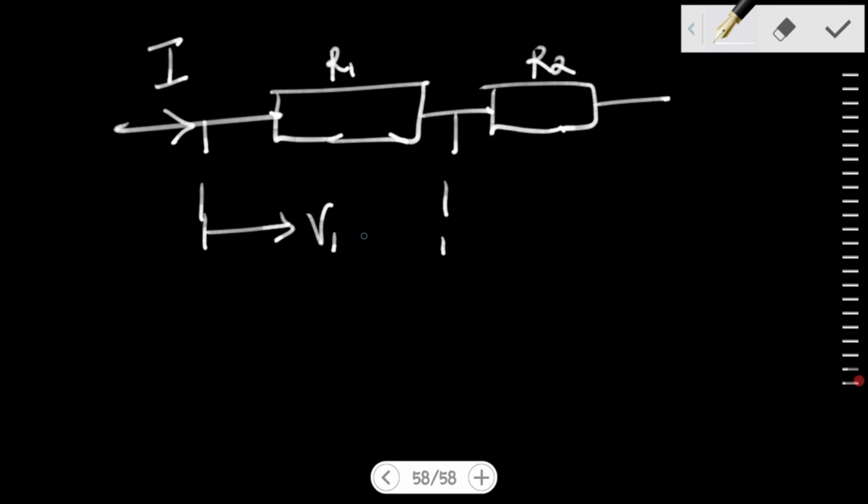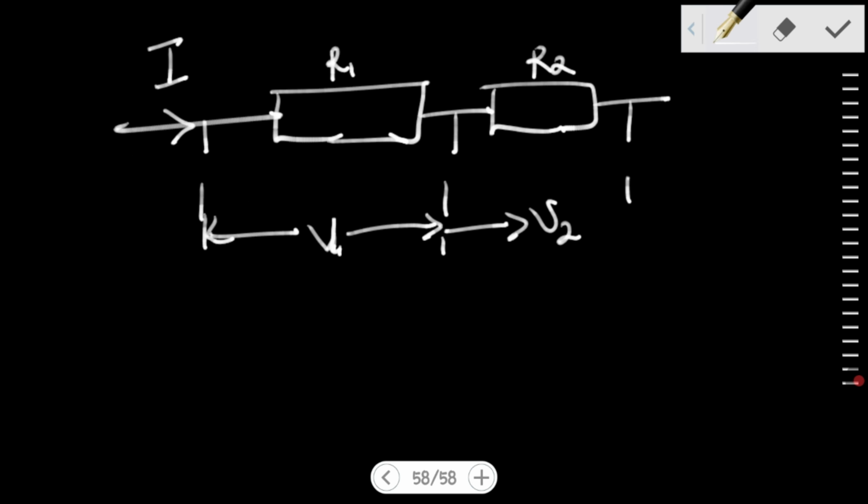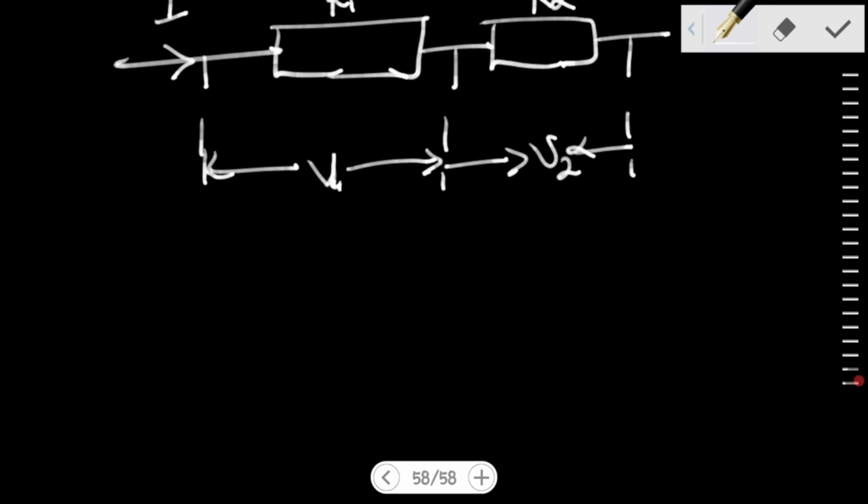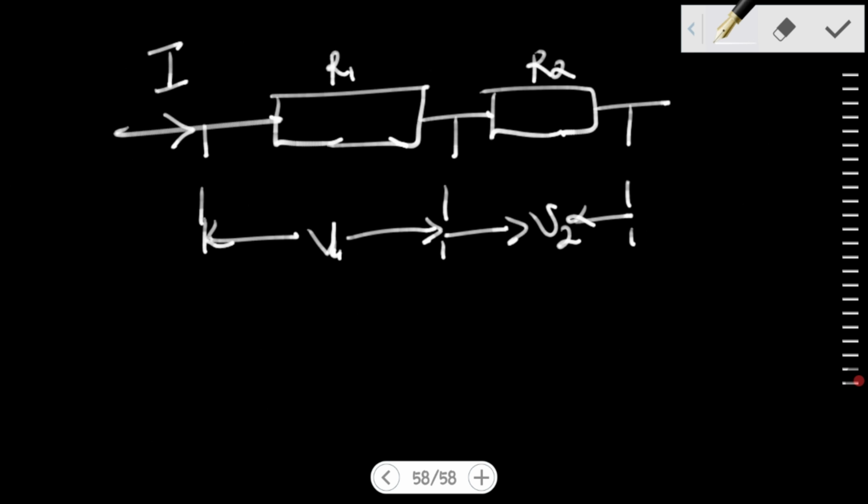So if I have, from this point to this point, V1, and then at this point I'm going to have V2. The PD in each resistor is different, but the current through these resistors is the same.